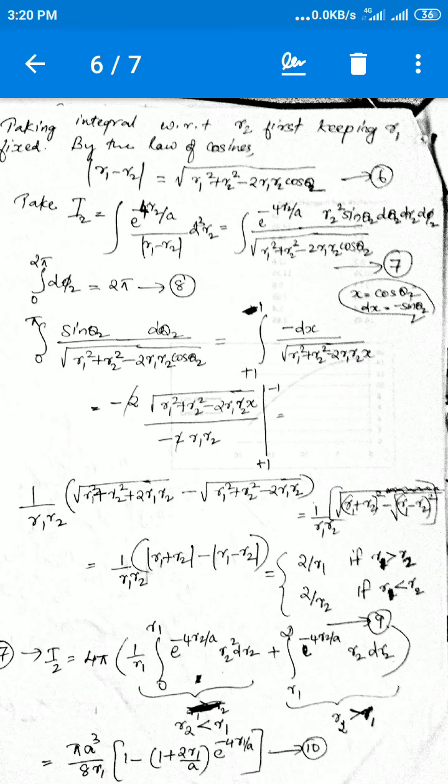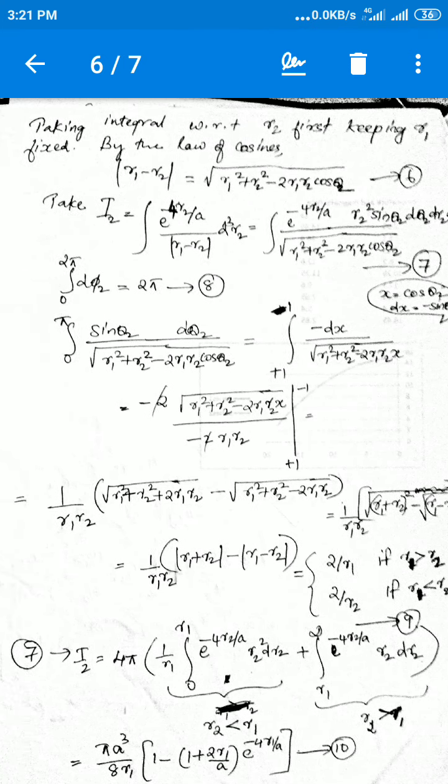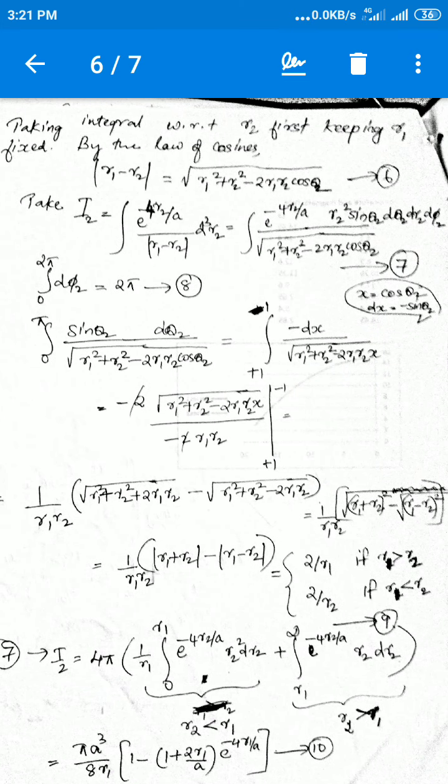Okay, so remember this equation, it has now become two cases, isn't it? So that integration part becomes 2 by r1 or 2 by r2 depending on the values of r1 and r2. Okay, so equation 7 now is equal to I2. The integration of d phi 2 is 2 pi, isn't it? So 2 pi I have already written, and then this integral from 0 to pi, the theta 2 integral, is 2 by r1. So 2 pi into 2 by r1 will be 4 pi by r1.